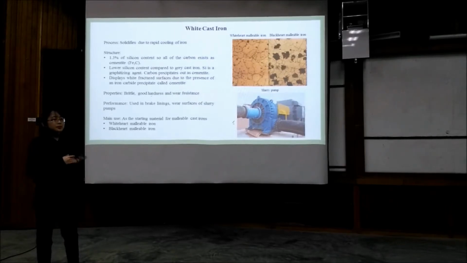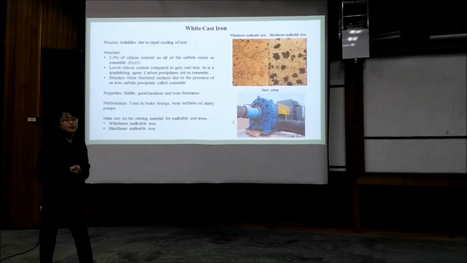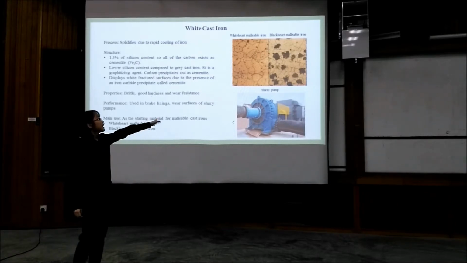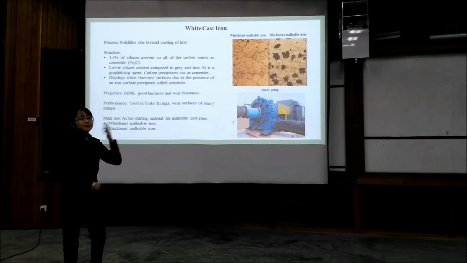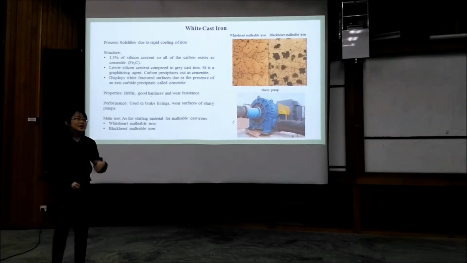There are two examples of malleable cast iron, which are the white heart malleable iron and also the black heart malleable iron. The white heart malleable iron is as shown, and also the black heart malleable iron. Black heart malleable iron got its name because it has more darker and black spots compared to white malleable iron. Now I will pass the presentation to my next member.